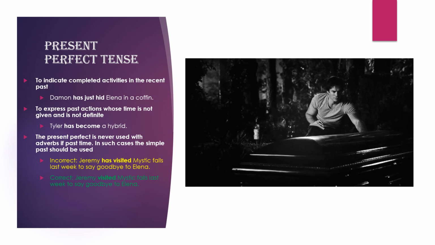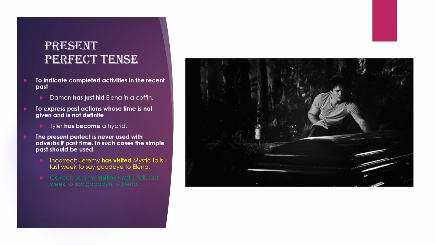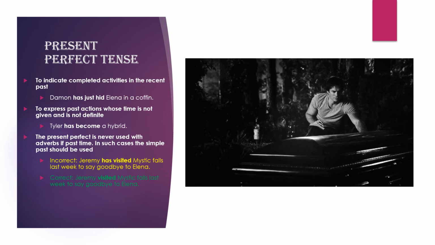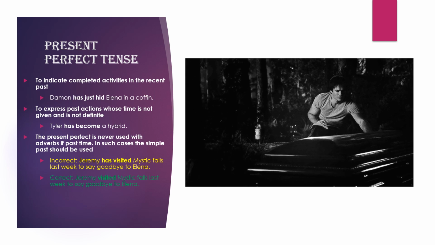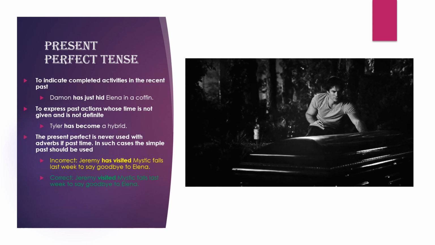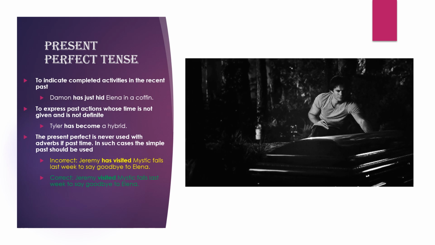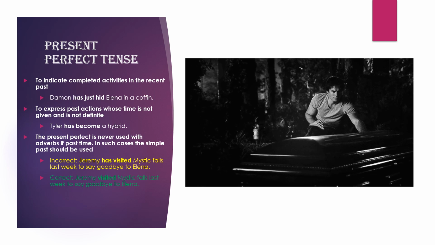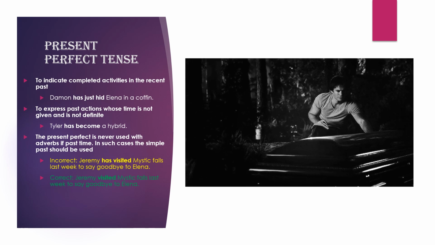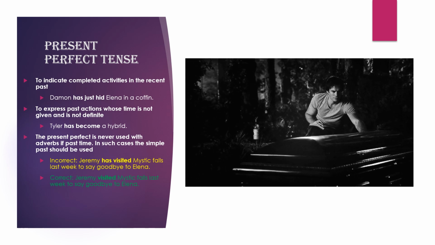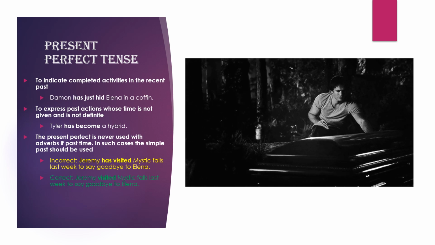So whenever you're talking of a certain action that got completed in the recent past, you will put it under present perfect tense. Has just hid. So has is the perfect, hid is the third form, and just shows that it is a very recent kind of past, right? And then to express past actions whose time is not given and is not definite. This is to express past actions. There was something that somebody was doing in the past, but you're not mentioning the time of that.